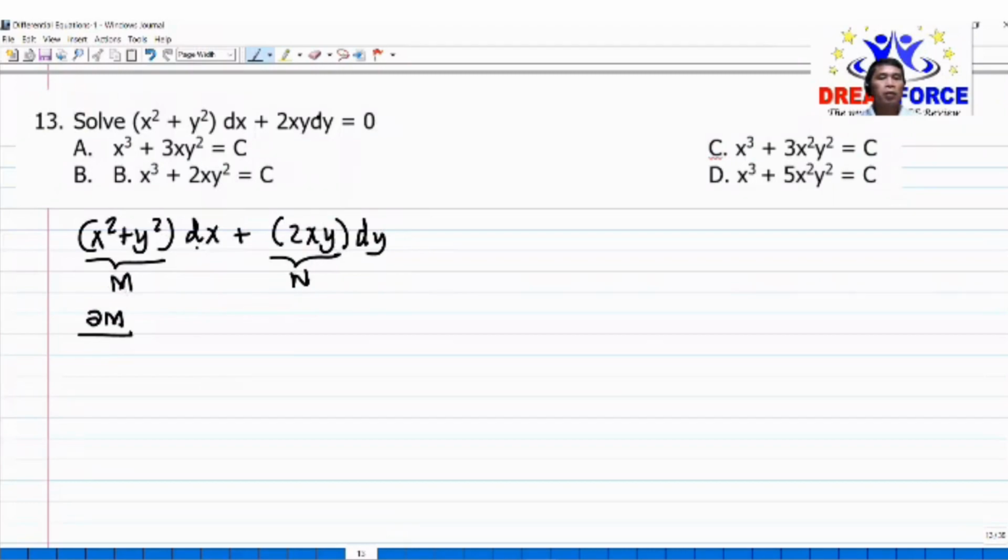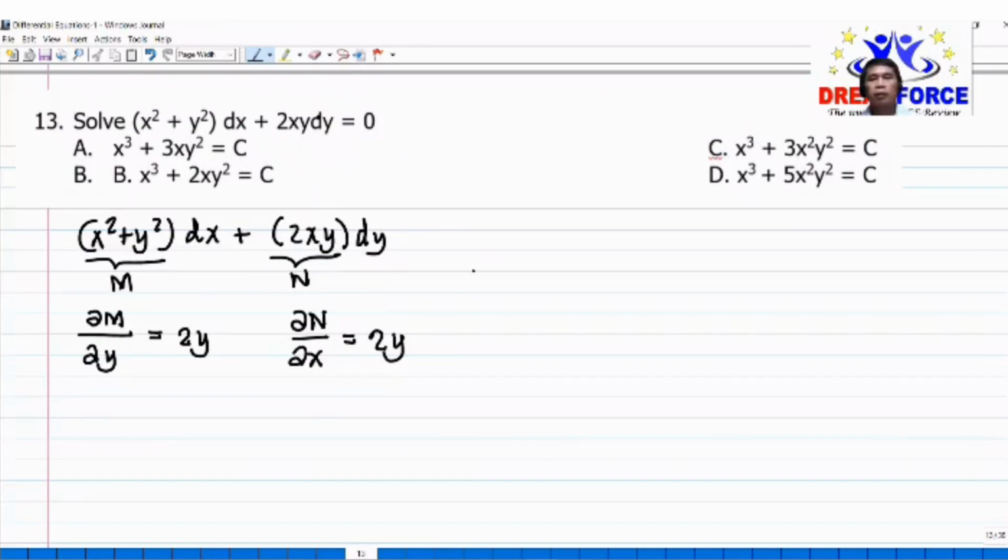Kasi M is the coefficient of dx. So with respect to y, x squared will be treated as constant. So derivative of x squared is 0. Derivative of y squared is 2y. Then dito naman yung N, yung partial derivative ng N with respect to x. Derivative of 2xy, so 2 times 1, so this will be 2y. So exact.